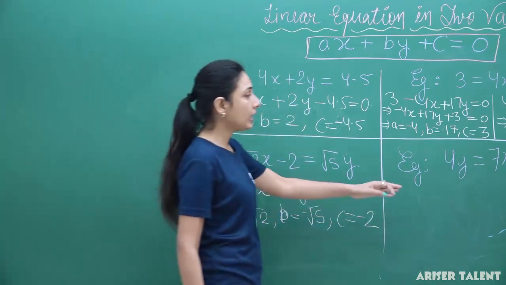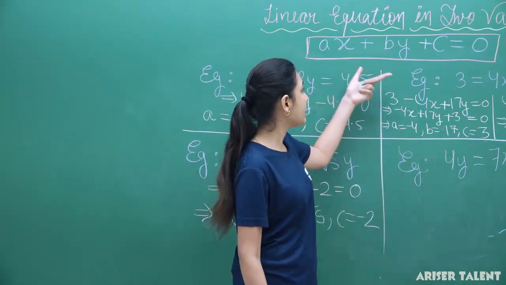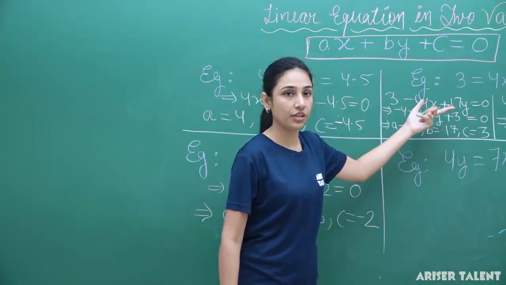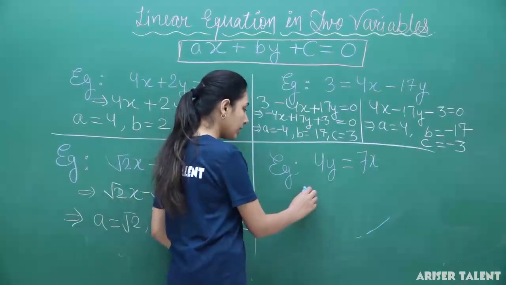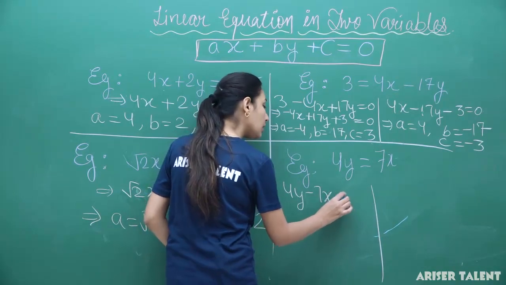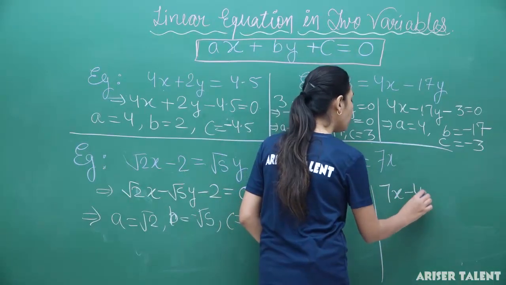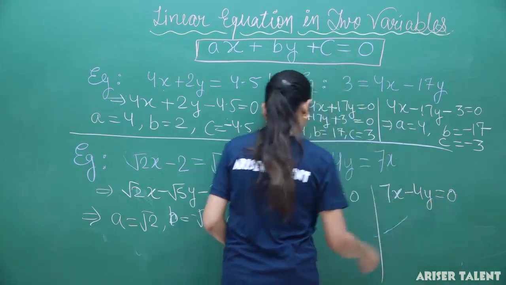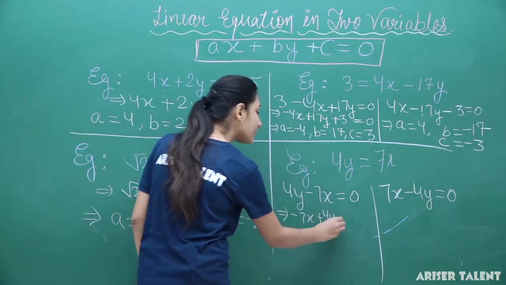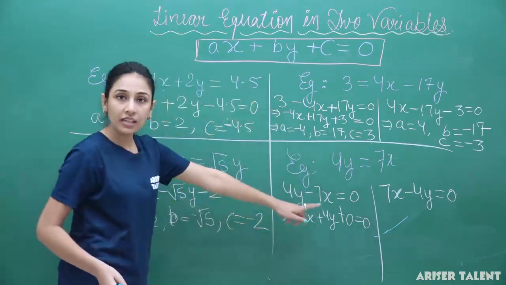Simple. Now come here. Now you will be telling me, ma'am, there is no constant. How can I write it in the format ax plus by plus c equals to 0, because I have only ax and by, not any kind of c here. So how can we rewrite it? Look here, you can either rewrite it as 4y minus 7x equals to 0, or you can write it like 7x minus 4y equals to 0. From here you will get minus 7x plus 4y, now see, plus 0 equals to 0. This is the same value as this, na?